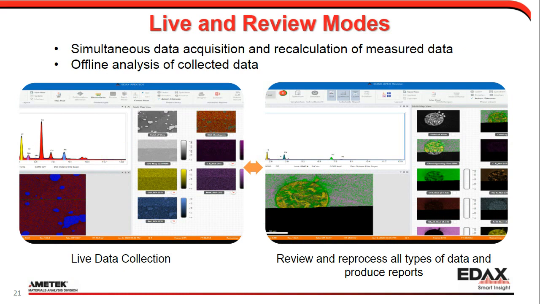Apex 2.0 for EDS features simultaneous live collection mode and review mode. While data is being collected in live mode, you can review and reprocess all types of data and produce reports. The two images give an example that you can collect a new map while rebuilding a different map you already collected at the same time. These two modes are decoupled, so they won't affect each other. With an offline license, you can install the review mode on your laptop and analyze the data you collected away from your scope.